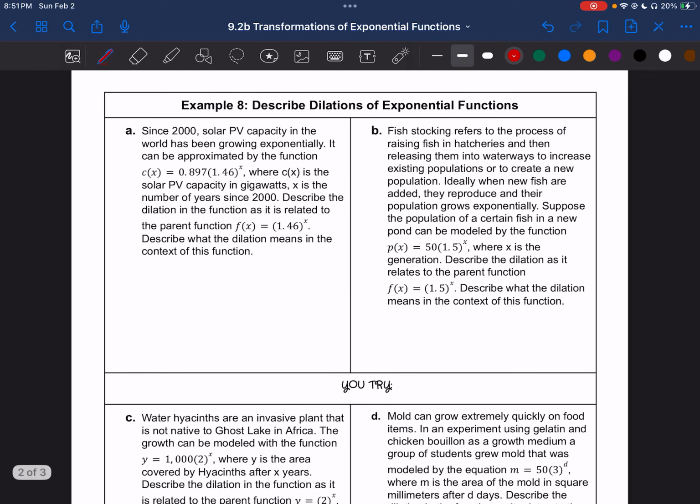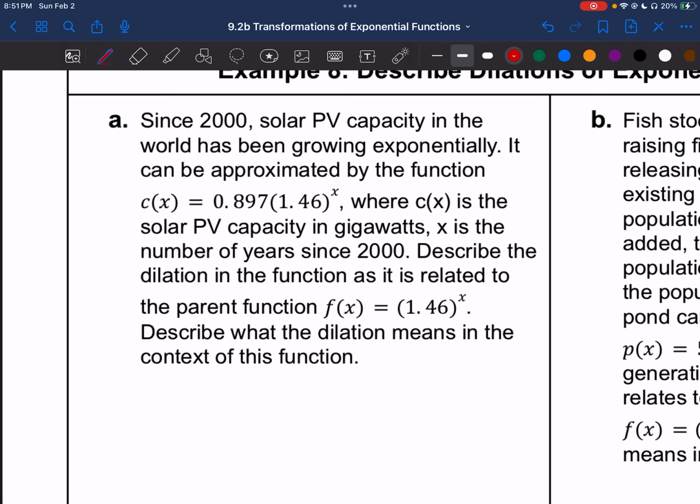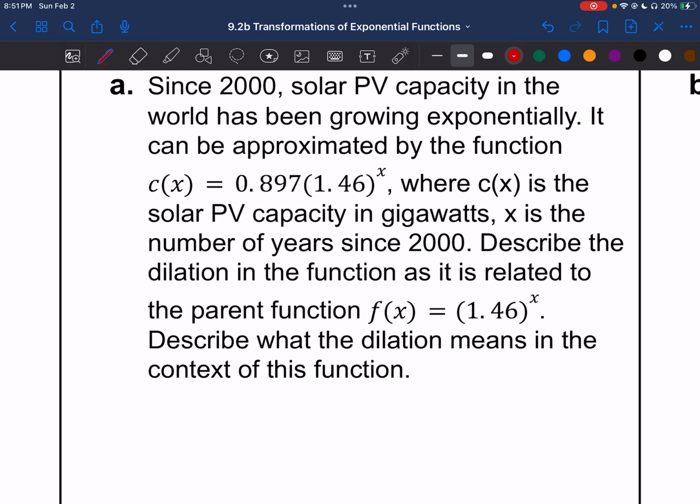All right, now let's go to example 8. Describe dilations of exponential functions. Since 2000, the solar PV, or photovoltaic, capacity in the world has been growing exponentially. It can be approximated by the function c of x equals 0.897 times 1.46 to the x power, where c of x is the solar photovoltaic capacity in gigawatts. x is the number of years since 2000.